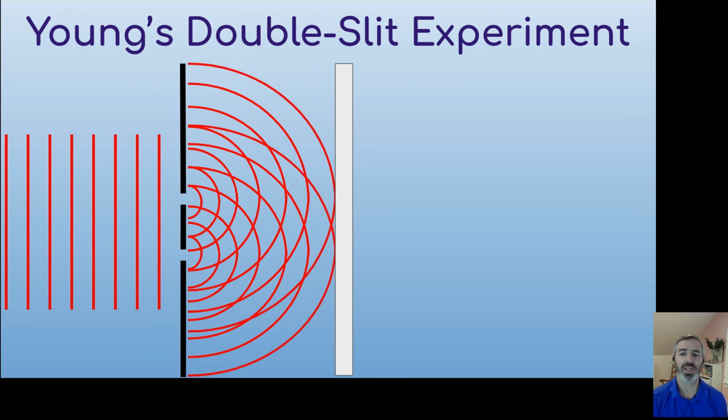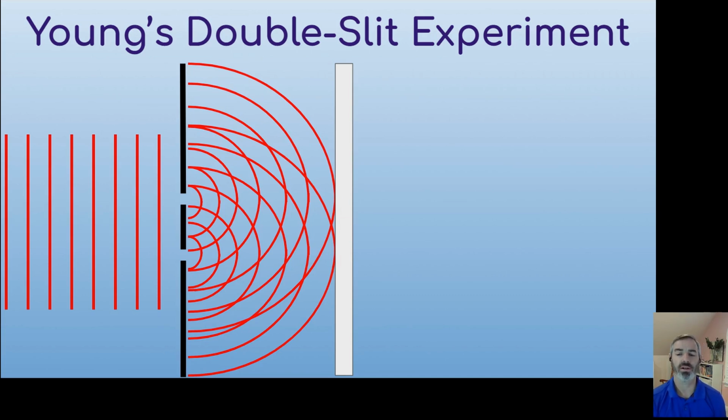Remember that the arcs represent the crest of the wave, and halfway in between would represent the troughs. So where crests line up, you'd have a larger amplitude, which means you'd have brighter light, and where crests and troughs line up, you'd end up with no light at all because it completely cancels out.